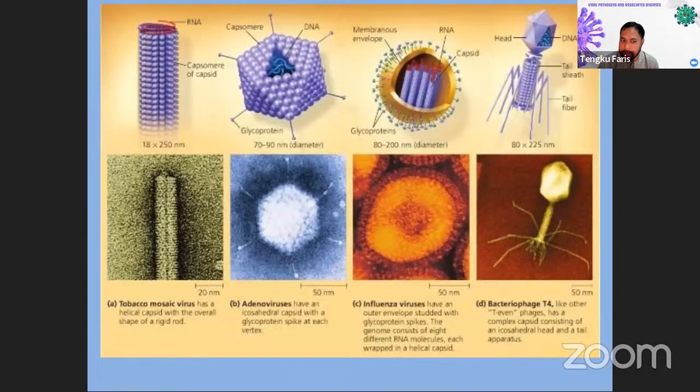So that's why the machinery or the system inside the virus has this helical structure in order to secure the DNA material.